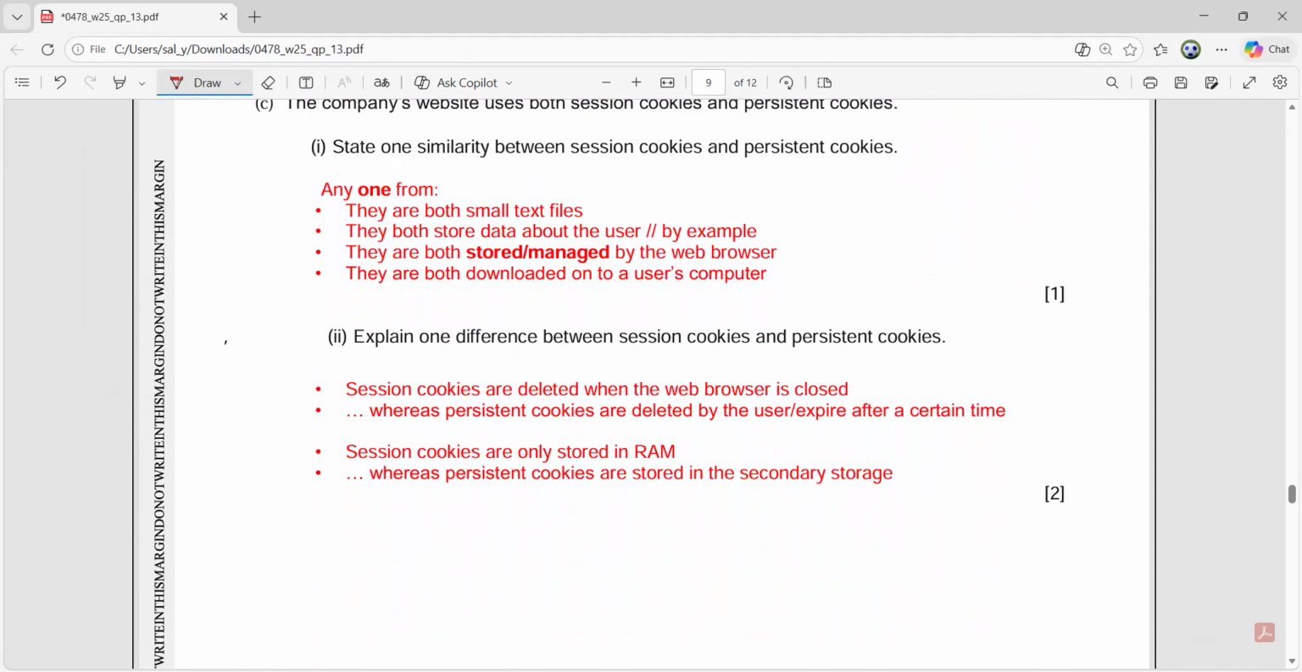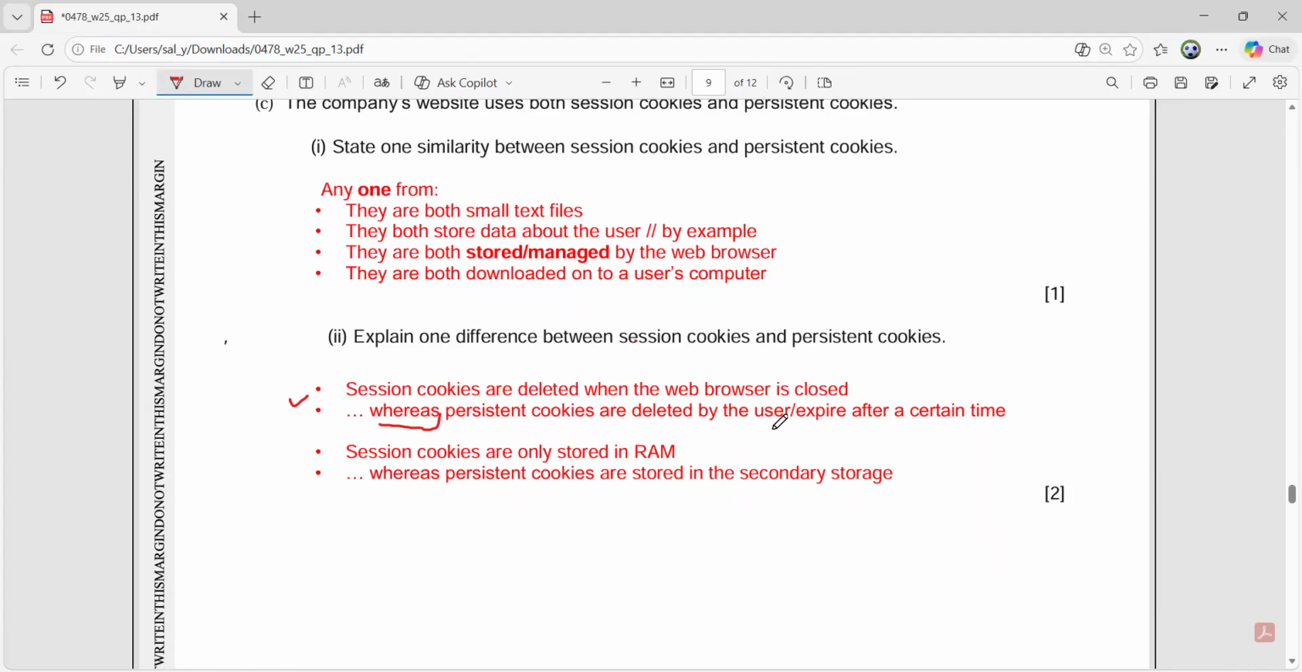So session cookies are deleted when the web browser is closed, whereas persistent cookies are deleted by the user or they expire after a certain time period. So be clear, one difference is needed. So if you have mentioned this point, that's perfectly clear. But be clear, you need to mention the differences like this. First mention the session cookie, what it is, deleted when the web browser is closed. Whereas, persistent cookies are deleted by the user or they expire after a certain time period. That will give you two out of two.